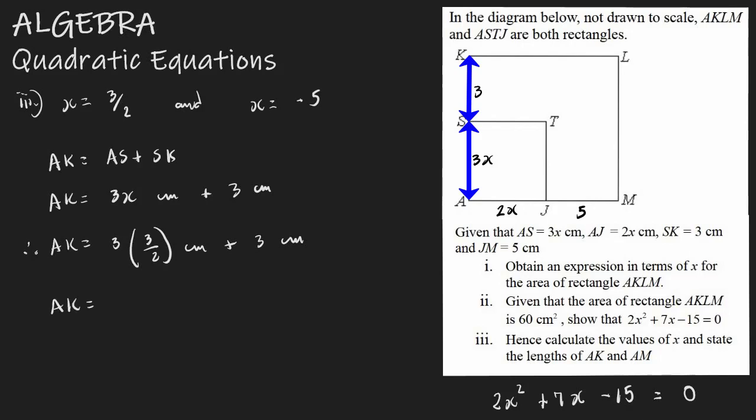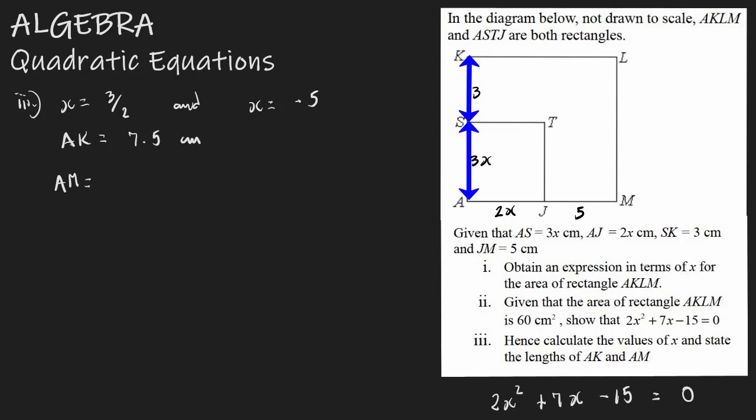AK is equal to 3 times 3 on 2, that is equal to 9 on 2 cm plus 3 cm. Rewriting 9 on 2 as a decimal, AK is equal to 4.5 cm plus 3 cm. Therefore, AK is equal to 4.5 plus 3, that is equal to 7.5 cm. Now let's find the length AM.